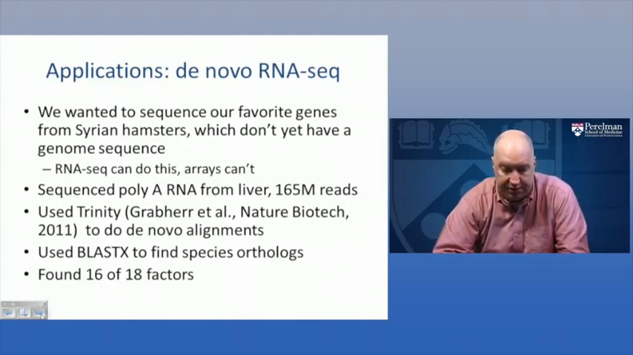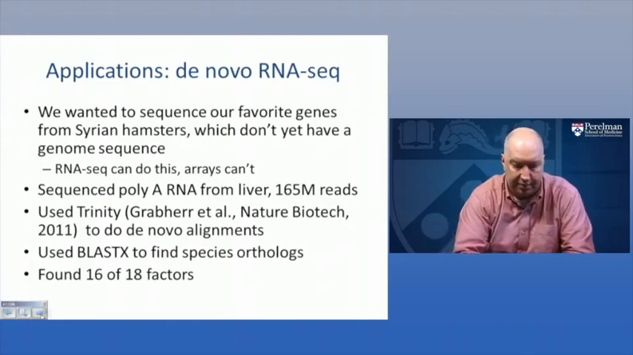And so what we did was sequence poly-A plus RNA from liver from the Syrian hamster, 165 million reads. We used an algorithm called Trinity from Aviv Regev's group to do de novo alignments of this de novo RNA sequencing, and then we took those assemblies and did BLAST-X to find species orthologs. And in this particular case, we were able to find 16 of the 18 factors that we were interested in.